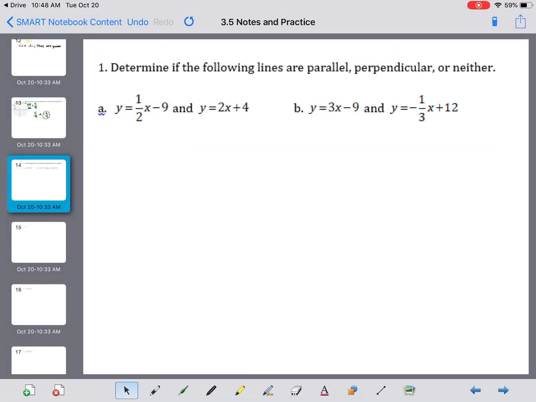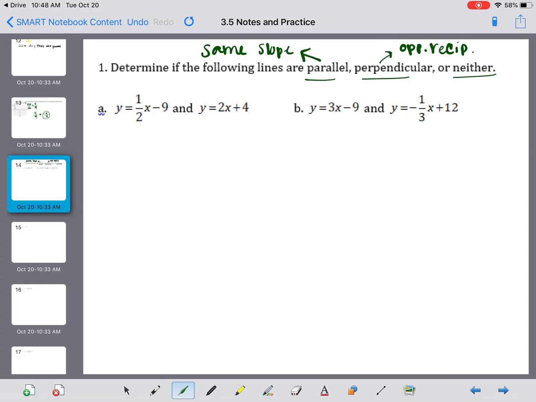We take a look at number 1 in your practice. We're going to determine if the lines are parallel, perpendicular, or neither. So parallel lines, we're looking for, if you want to make a note, same slope. Parallel lines have the same slope. Perpendicular or opposite reciprocals. Okay? Opposite and flipped. Neither means they don't fit either of those. They're not the same slope, and they're not opposite reciprocals. They're just two random numbers.